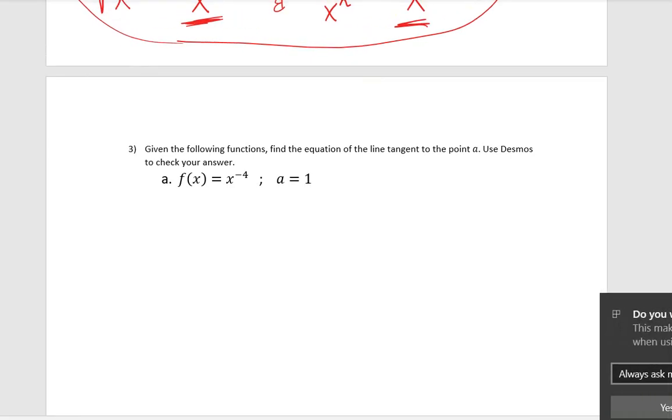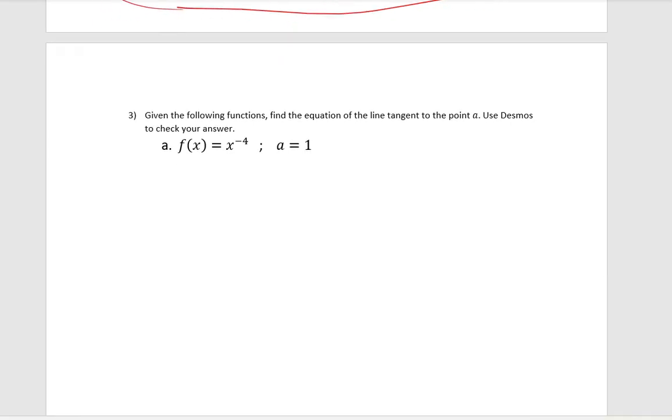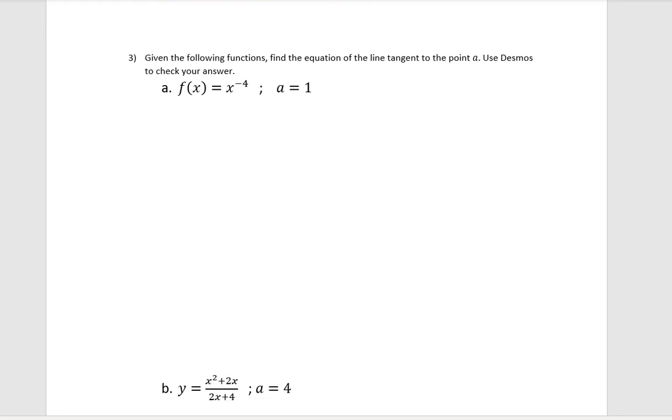Alright, so we're just going to pick up right where we left off. So this is example 3. Given the following functions, we want to find the equation of the tangent line at the point A, and we're going to be using Desmos to check our answers. We're going to run through these, and at the end we're going to use Desmos to check our answers.